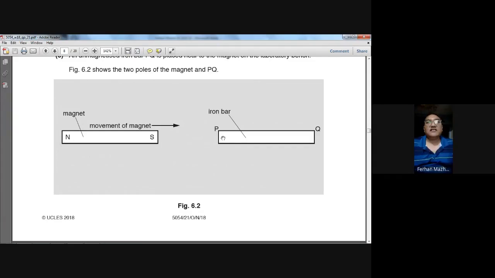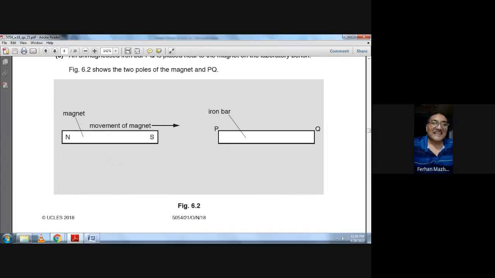The attraction between the south pole and the north pole on the end P of the iron bar will be larger than the frictional force between the iron bar and the table and the repulsion between the south and the south on the end Q. So that's why the iron bar will be attracted and it will move to the left.